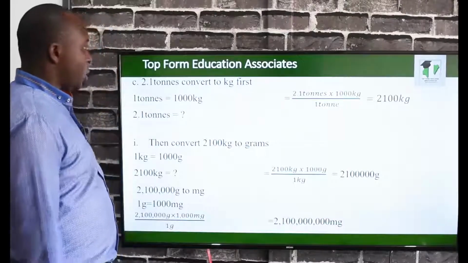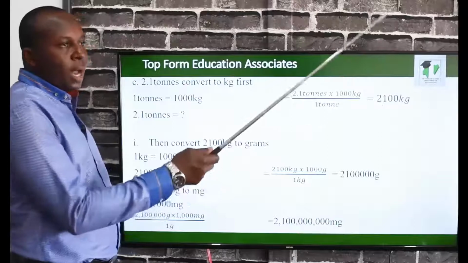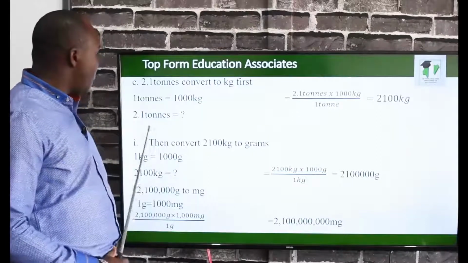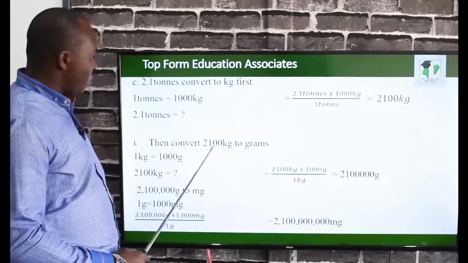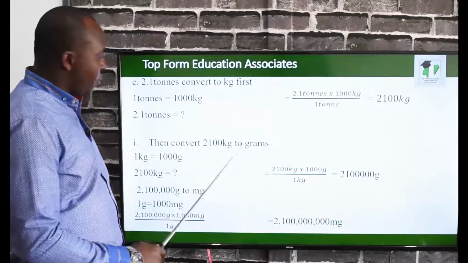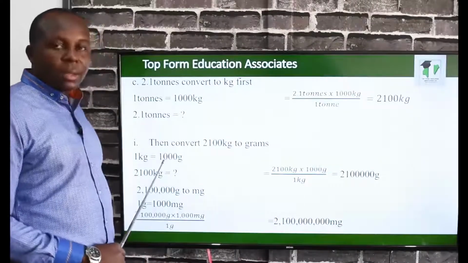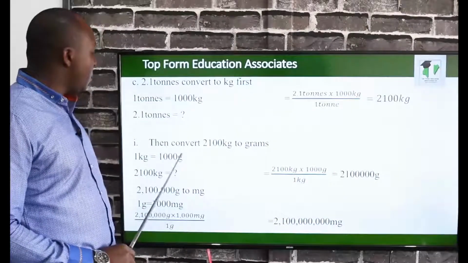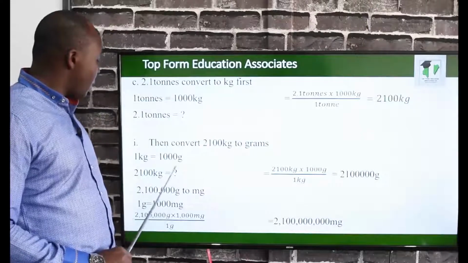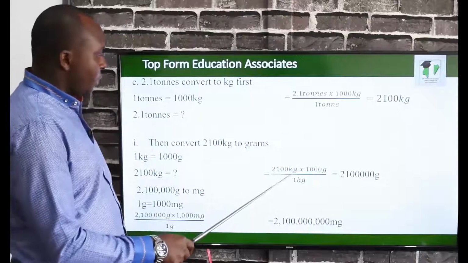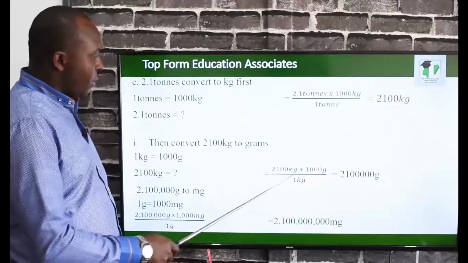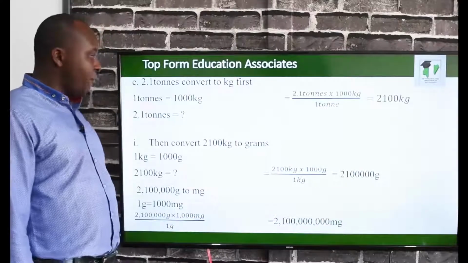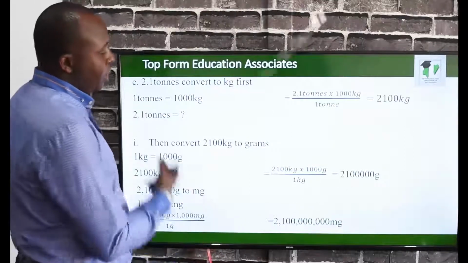So 2,100 kg. That 2,100 kg is not the answer we are looking for. It's gram that we are looking for. So we now convert 2,100 kg to gram. 1 kilogram equals 1,000 gram. So 2,100 kg equals, no, we cross multiply. Kg cancels kg. 2,100 times 1,000 gives me 2,100,000. So that is for gram.